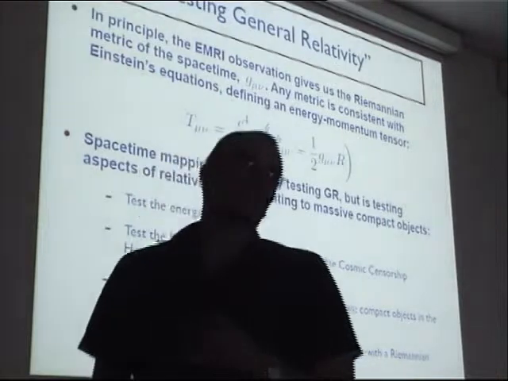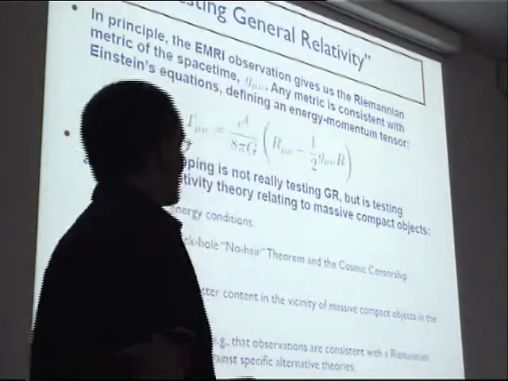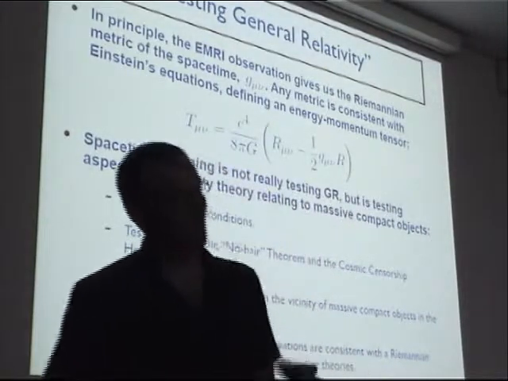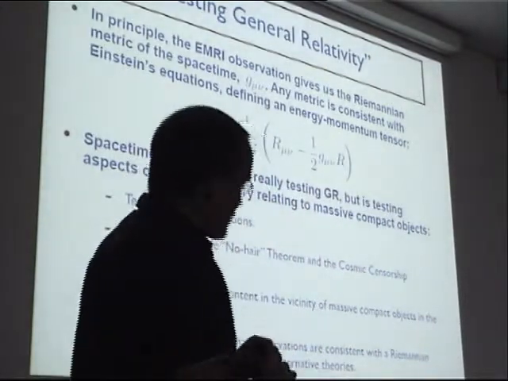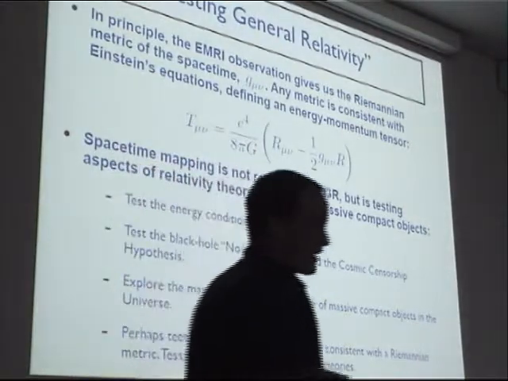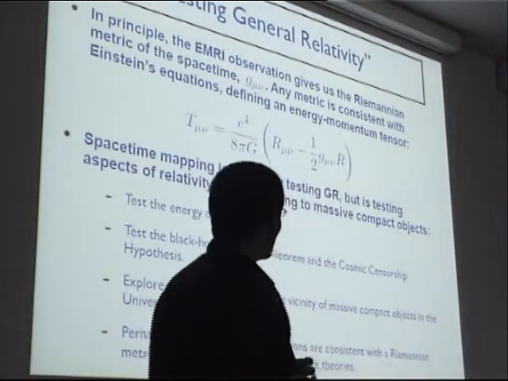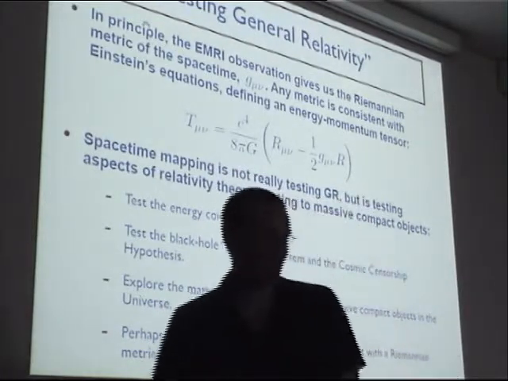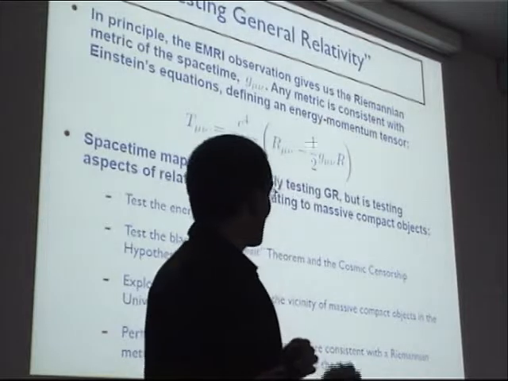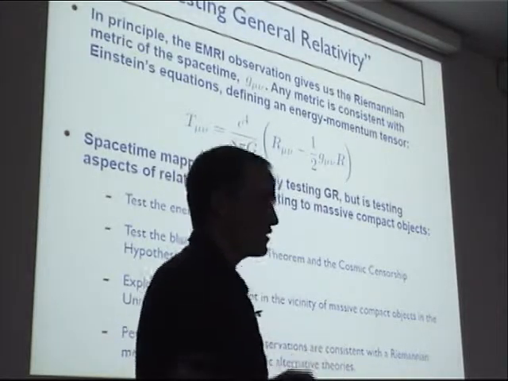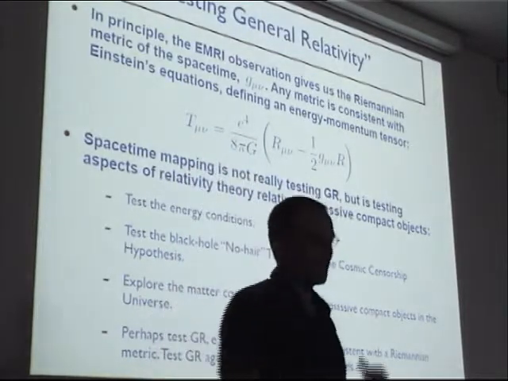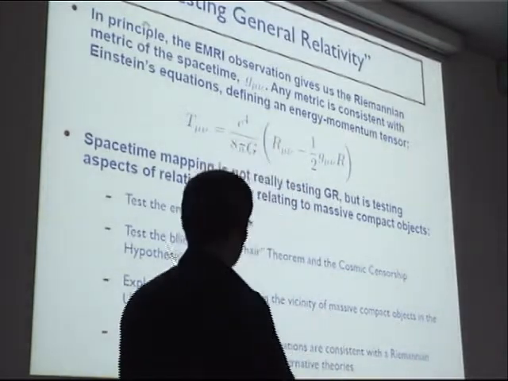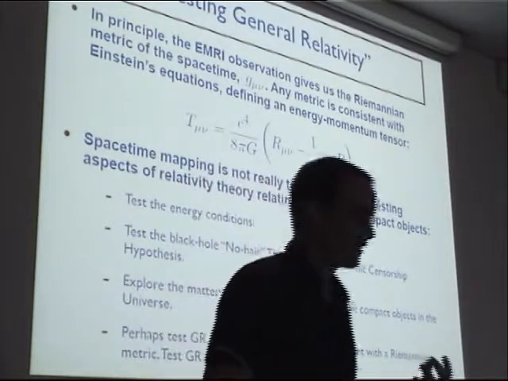Now, is this really testing general relativity? In short, no, but kind of. So, in principle, what we're really mapping out is the metric of the space-time, g mu nu. But any metric, in principle, is consistent with Einstein's equations. Einstein's equations relate the metric to the energy momentum tensor of material in space-time. So if we evaluate a metric, we can compute what the Einstein tensor is, and that tells us directly what the energy momentum tensor is.